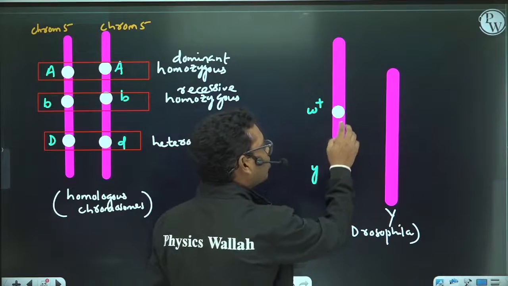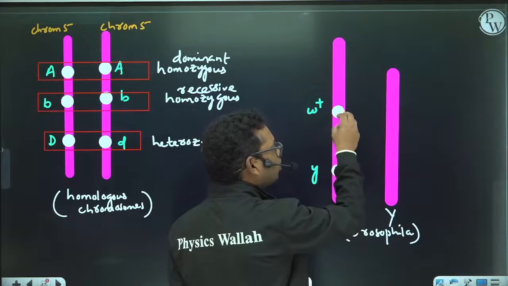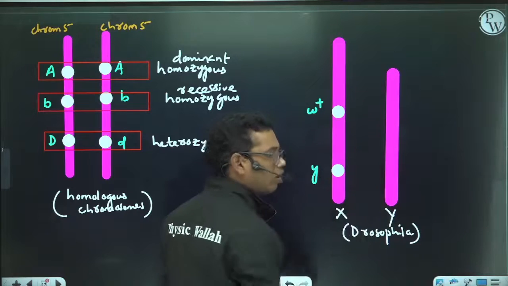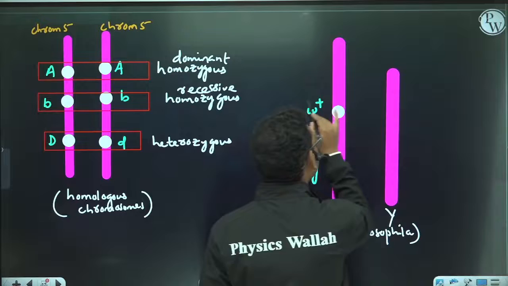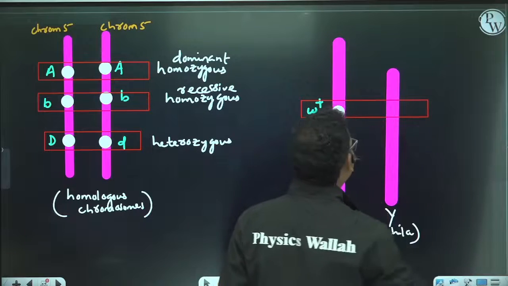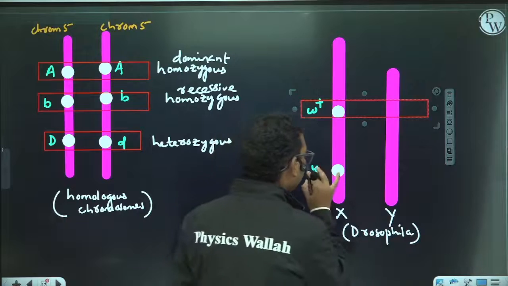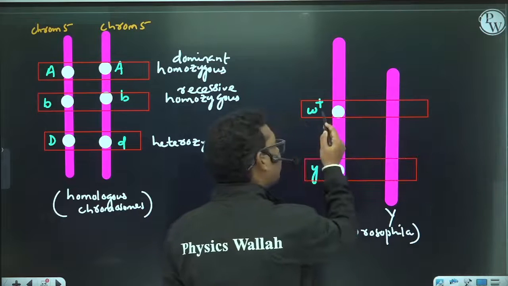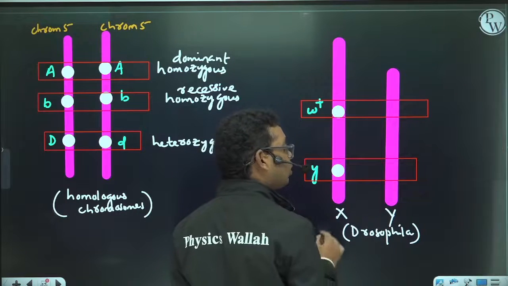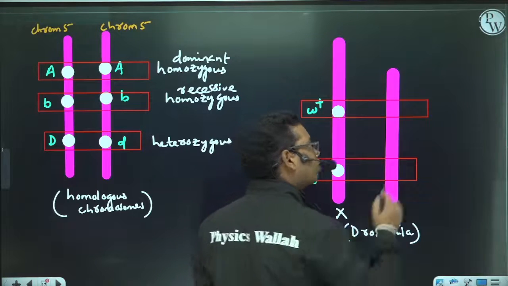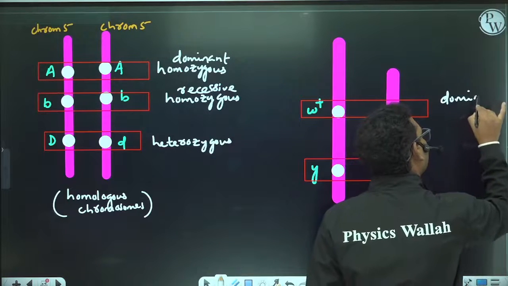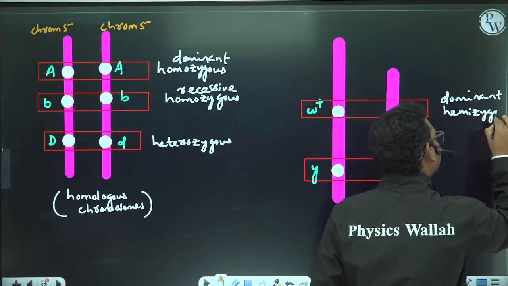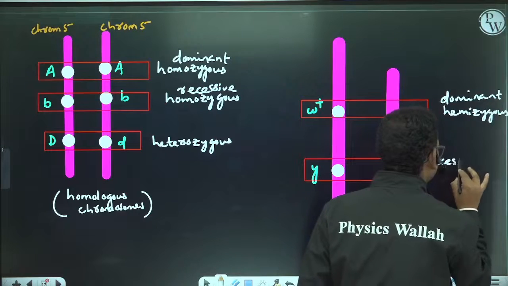In this case you can see the gene w or w plus is not present on the Y chromosome. Only once it is present, and this condition is called the hemizygous condition. Here also y is present only once, and this is also called hemizygous condition. And w plus is dominant, so this is dominant hemizygous, and this is recessive, so this is recessive hemizygous.